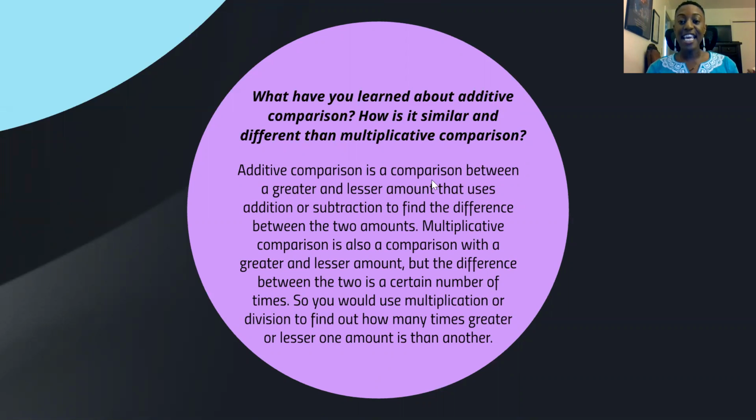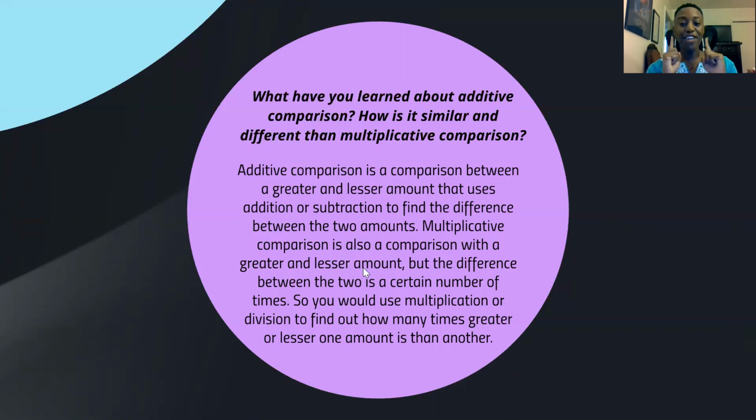Additive comparison is a comparison, and it's a comparison between a greater and lesser amount, but it uses addition or subtraction to find the difference between these 2 amounts. So we use addition or subtraction to find the difference, or we can also say the relationship between those two amounts. Multiplicative comparison is also a comparison, and it also has a greater and lesser amount.